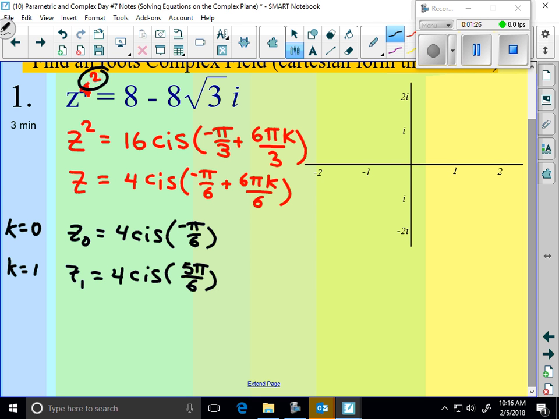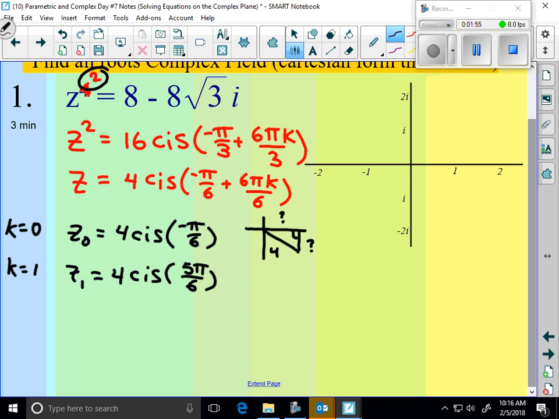In order to graph this on an Argand diagram, I don't know the pronunciation of that necessarily, I need these in rectangular form. So if they were, let's just sketch the first one here. Here would be z sub 0, radius of 4, angle of negative pi over 6. What would my values be here and here?